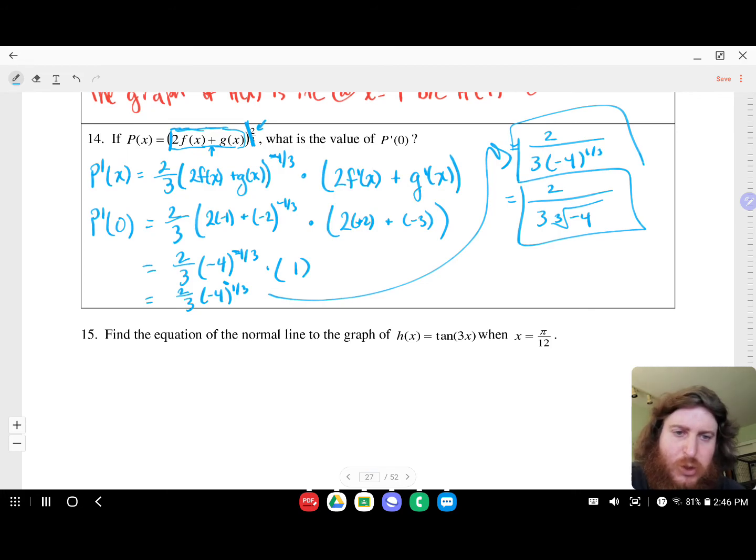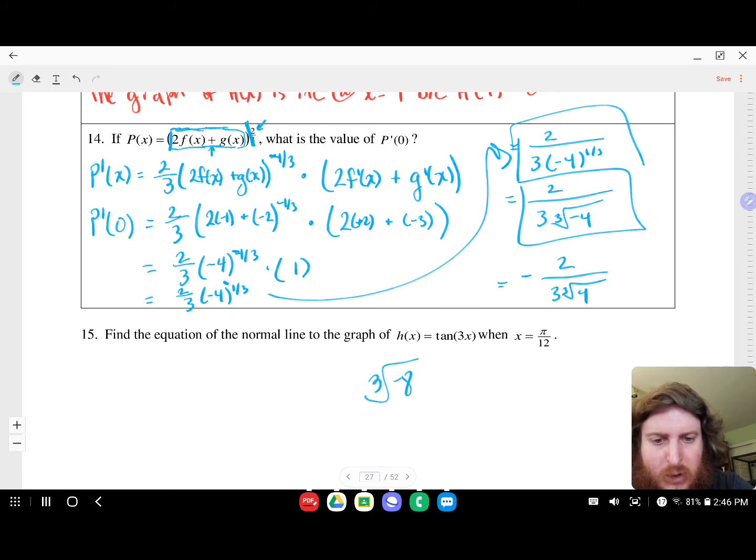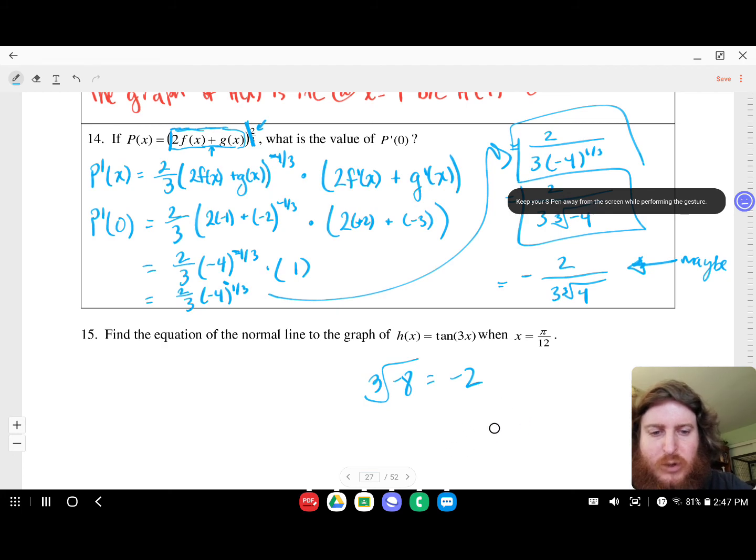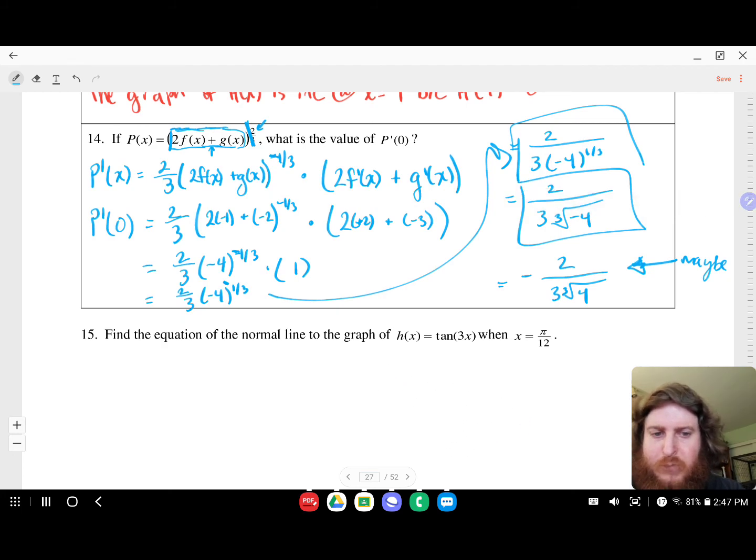Now, on a multiple choice, you might see them actually take out the negative, which you can do. Because the cube root of negative 8 is negative 2. But with the cube root of negative 4, you can just take it out and make it negative cube root of 4. So they might do this, maybe. But I would never try to ask you guys to do that on a homework. Just kind of recognize it on an AP exam.